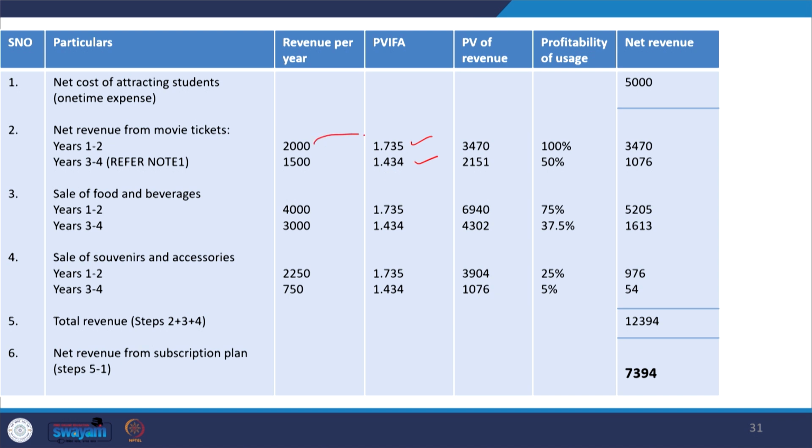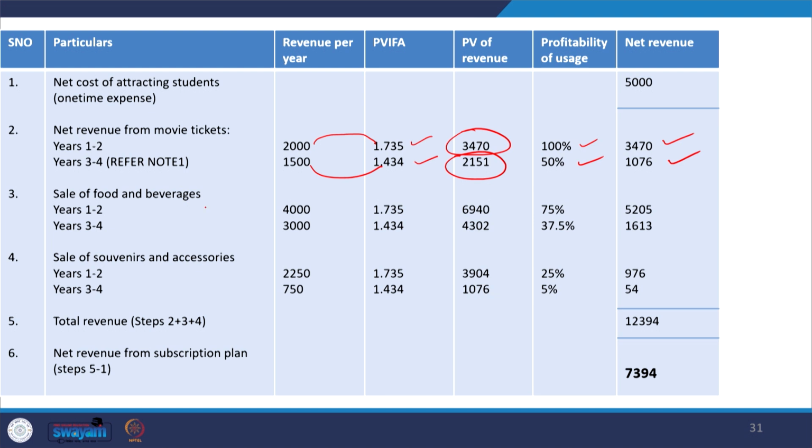Now, if you multiply these, this comes to 3470, and this into this comes to 2151, right. Now, the profitability of usage for the first and second year is 100%, and for the third and fourth year it is only 50%, that is already mentioned. Okay. So, 100% of 3470 is 3470. Now, for 2151, the profitability of usage is 50%, so that gives us 50% of this much, which is 1076.